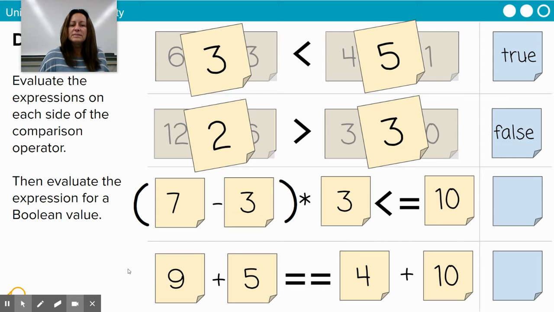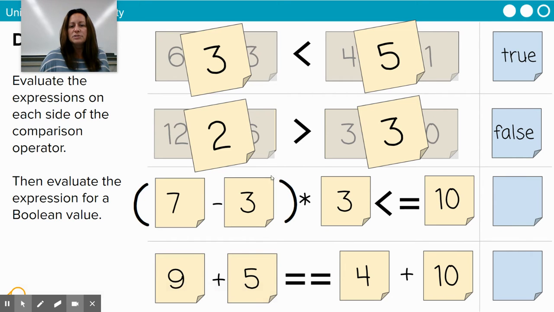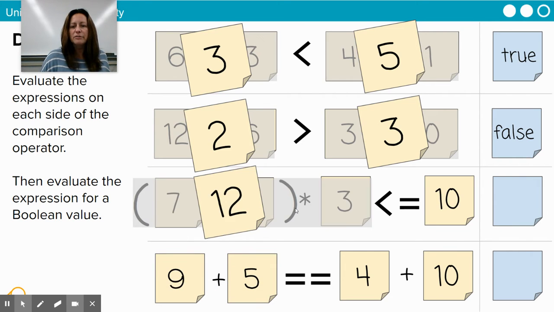In the next problem, 7 minus 3 gets evaluated first, that's 4. Then multiplied by 3, that's 12. So this whole side gets replaced with 12. Is 12 less than or equal to 10? False.